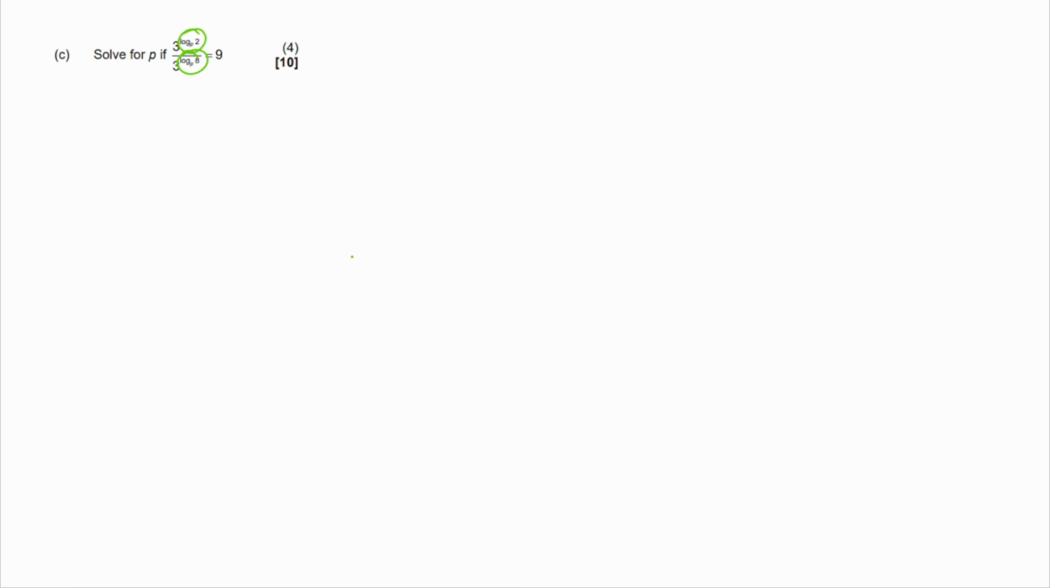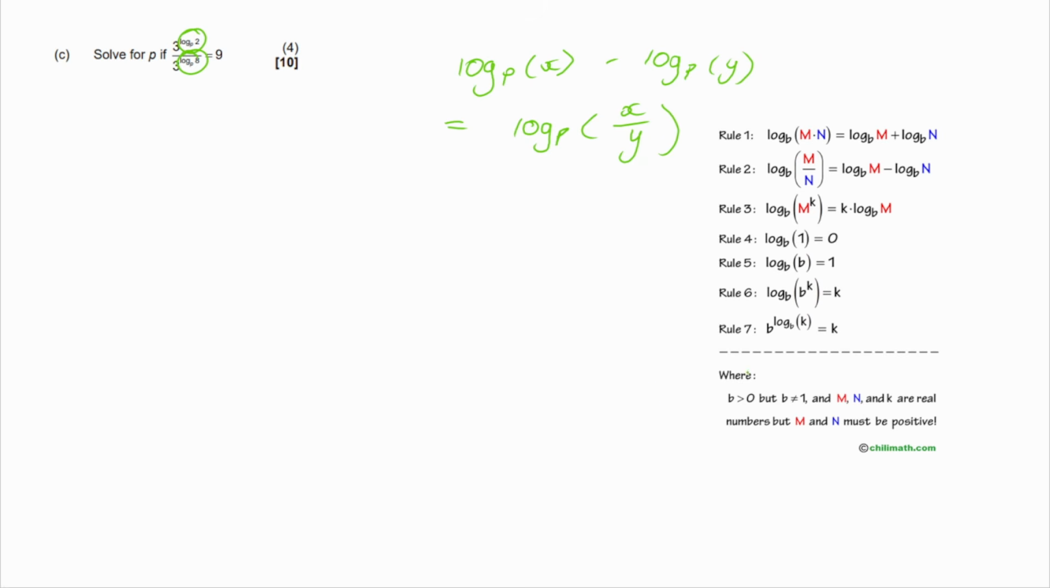So for example, one of the log laws is when you have log_p of x minus log_p of y, that we can rewrite as log_p of x divided by y. So these are some of the log laws you're expected to know. I got this from chilimath.com, so it's not my own, but the main point is you're meant to know these. It doesn't come up too often, but you are required to know these.